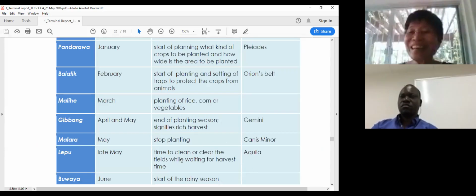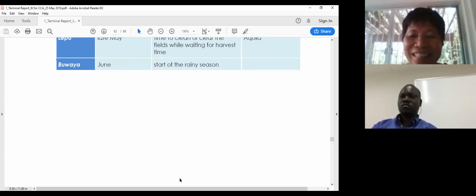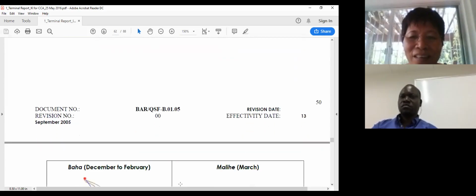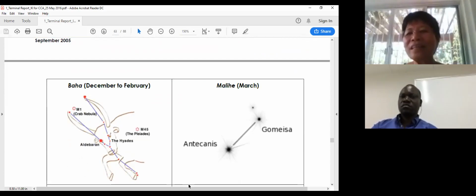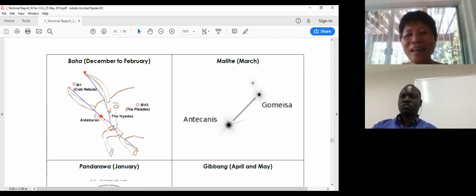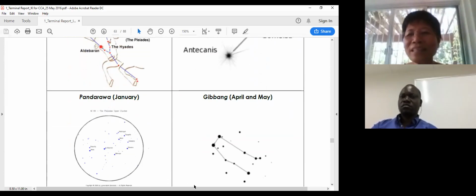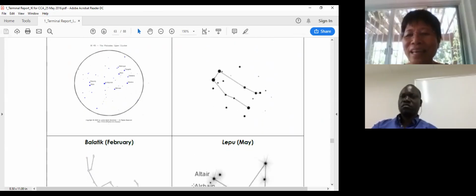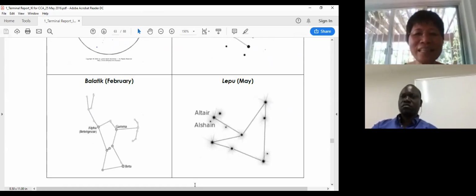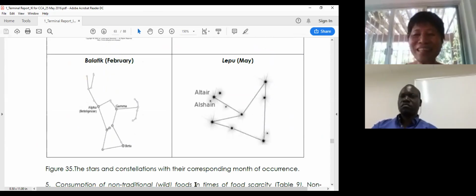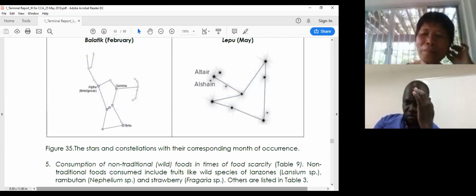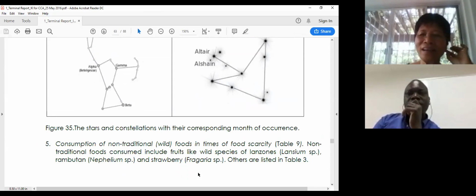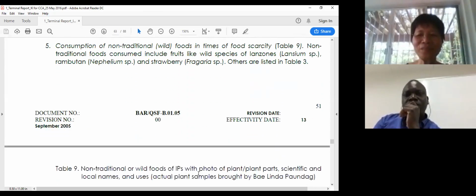So they look at the astronomical signs, and these are some of the ones that they saw. This is the Baha from December to June. This is the Malihe, right? This is the Pandarama that they see in January. This is what they see in April and May. This is what they see in May, and this is what they see in February. Very interesting, the stars and constellations with their corresponding month of occurrence, right? These are the things that they do.